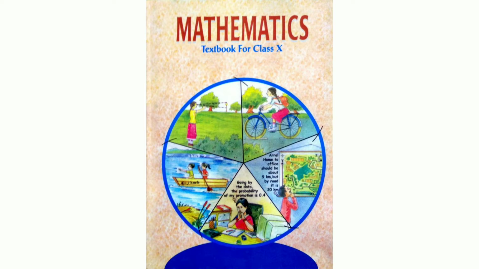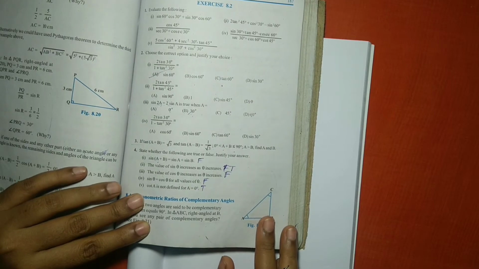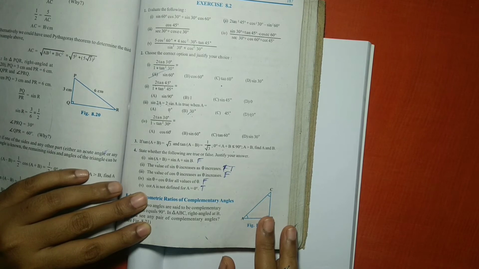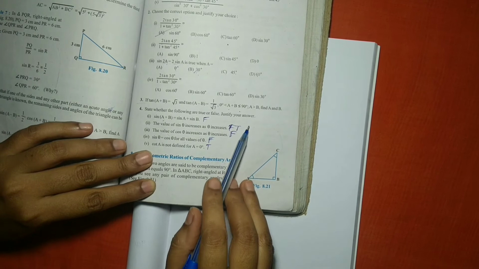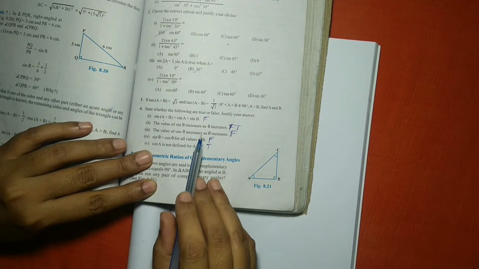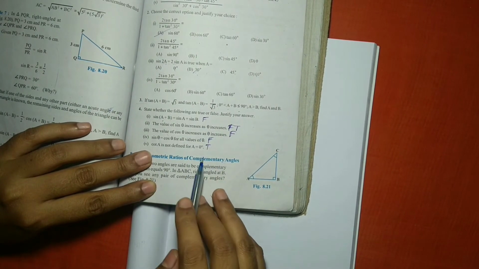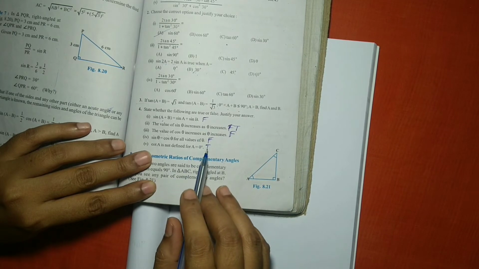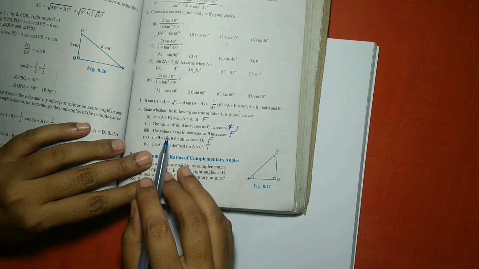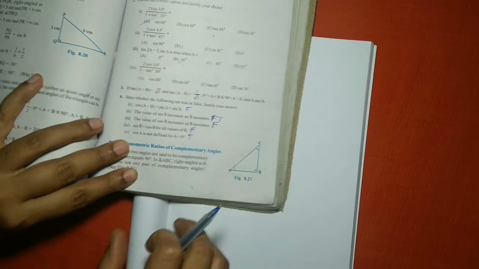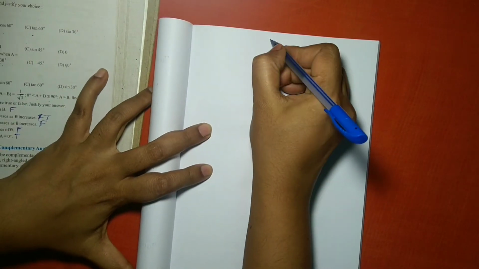I am going to solve CBSE NCERT textbook for class 10 with a detailed explanation for all the chapters. Now we'll see the last problem from exercise 8.2. State whether the following are true or false and justify your answer. So, along with writing whether they are true or false, you need to justify your answer also. So you need to give the reason why it is true or false. So the first problem goes like this.